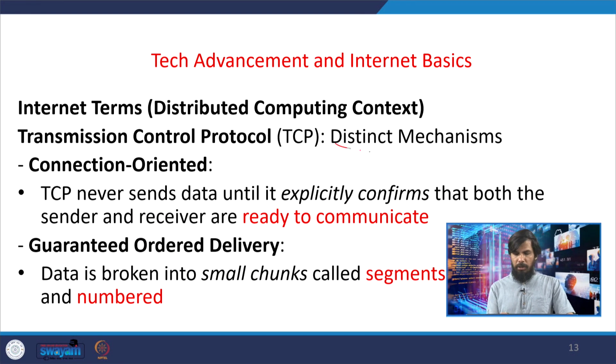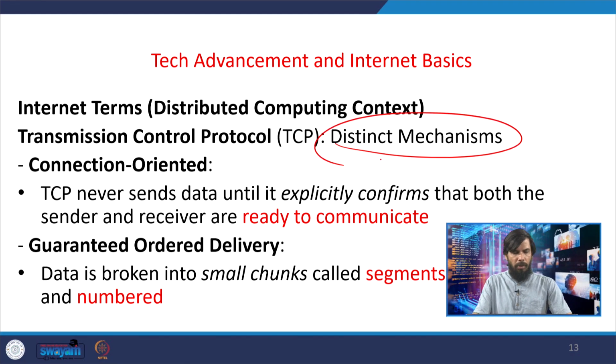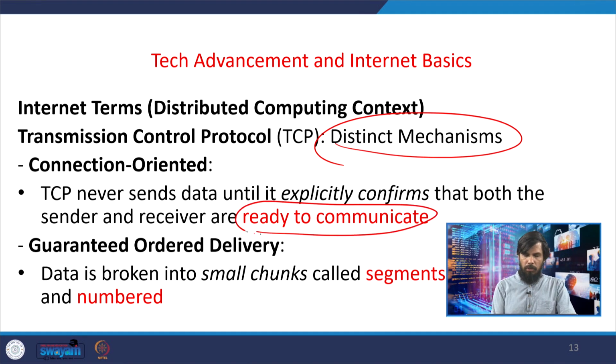Now, what are the distinct mechanisms of TCP? How does it work? A few more details. As we said, it is connection oriented. TCP never sends data until it explicitly confirms that both the sender and receiver are ready to communicate. So, first there would be a handshake where it has to be ascertained that both the sender and receiver are now ready to communicate. Once that happens, then the process will start. It is very connection oriented. That means first the connection will be established, right.